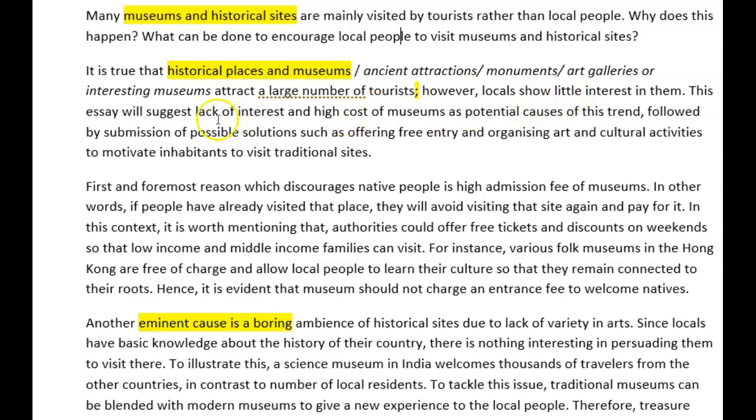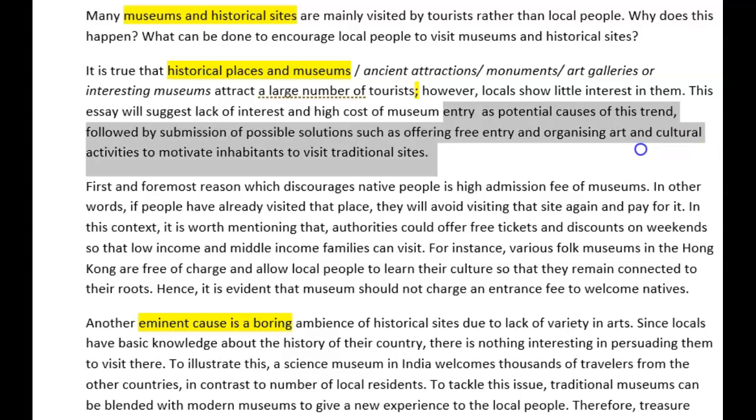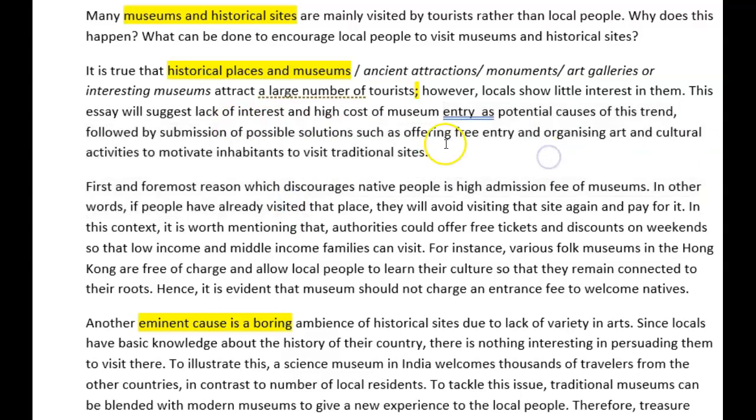Okay, yes, "this essay will suggest that this lack of interest will suggest a lack of interest and the high cost of museum entry," we would say. You need to just make that clear as potential causes of this trend, "followed by a submission of possible solutions such as offering free entry and organising art and cultural activities to motivate inhabitants to visit traditional." Yes, exactly. Yes, that's really nice. You could put even residents. Yeah, I mean, but I really appreciate you're making the effort to try and find another word there.